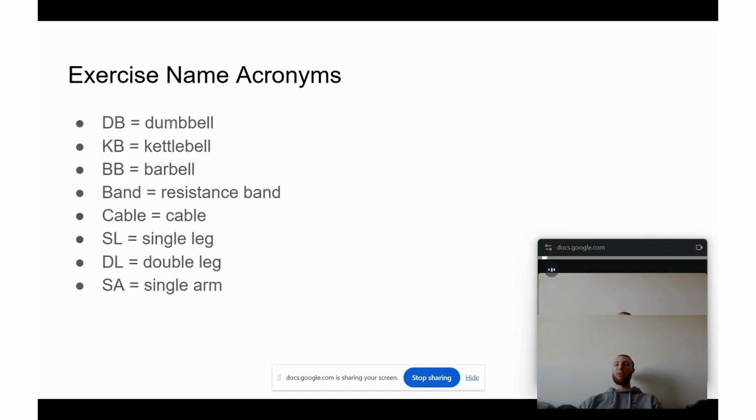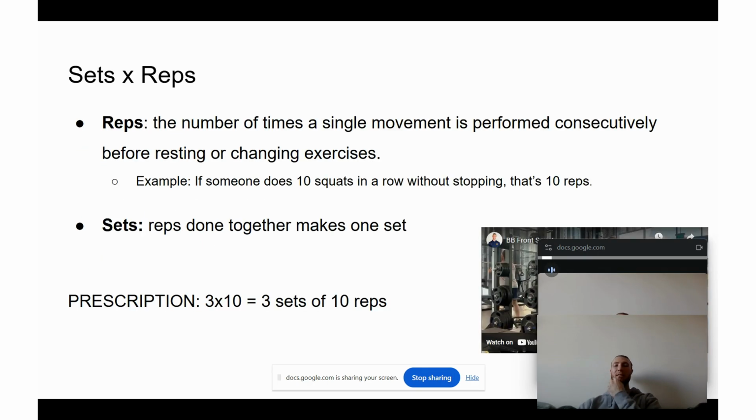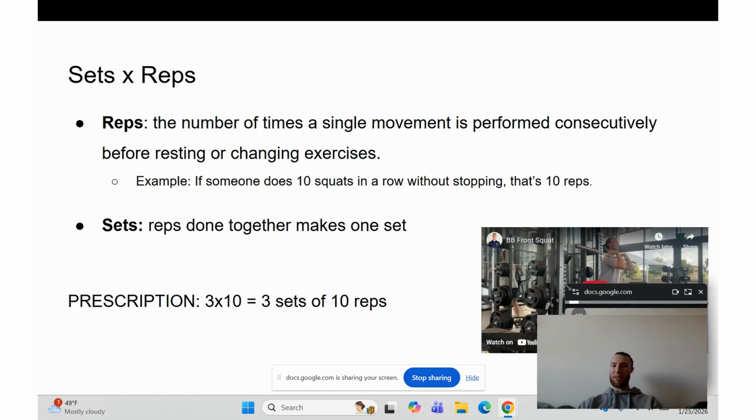Exercise name acronyms. So these are probably the most common acronyms that I use. Everything from dumbbell or DB equals dumbbell, KB kettlebell, BB barbell, and so forth. So go ahead and take a screenshot of that if needed. And I'm going to move on to the next thing. All right. So next thing, sets and reps. This is the bulk of what today's going to be about.